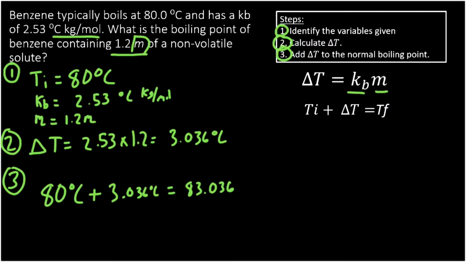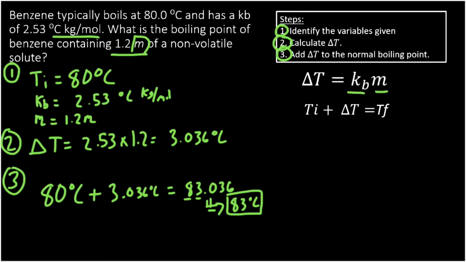In the problem, I'm given the concentration of 1.2 in terms of molality. That has 2 sig figs. So I'm going to round this to 2 sig figs, and I'm going to get that my new boiling point is 83 degrees Celsius. So we can see that I've increased the temperature at which that benzene boils by 3 degrees Celsius by adding this non-volatile solute.